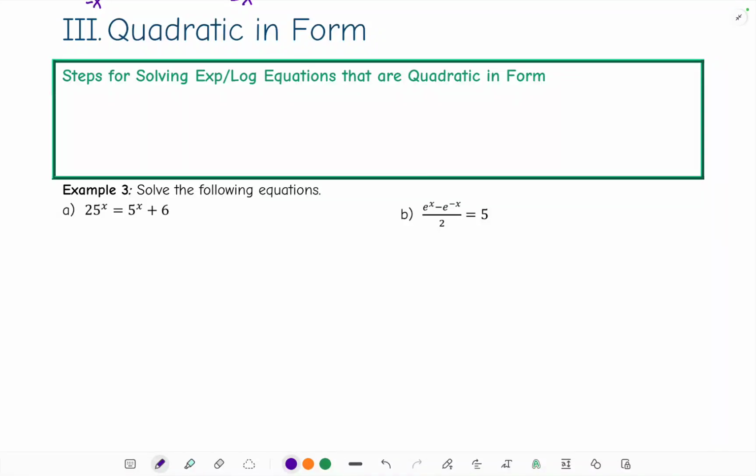Hello, this is part 3 of section 6.4 and 6.5 notes. Today we're going to do quadratic in form equations.